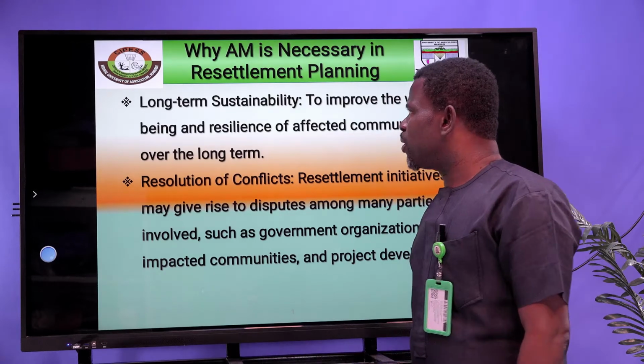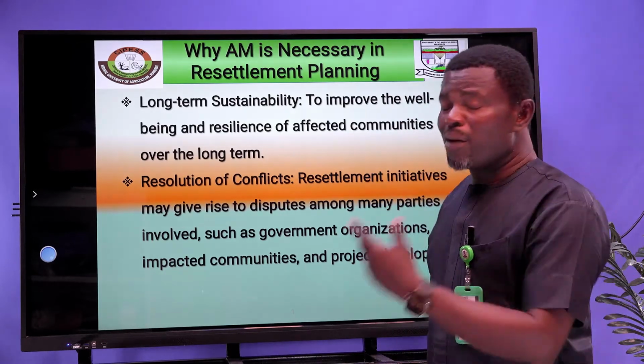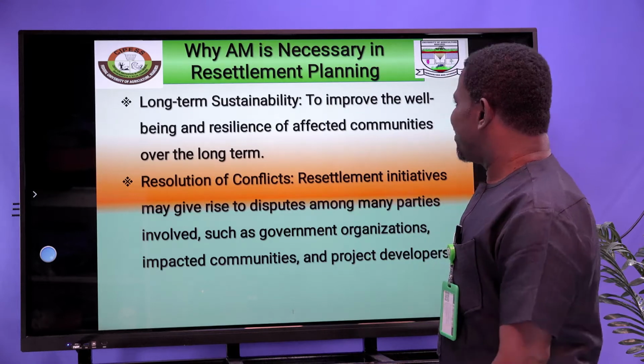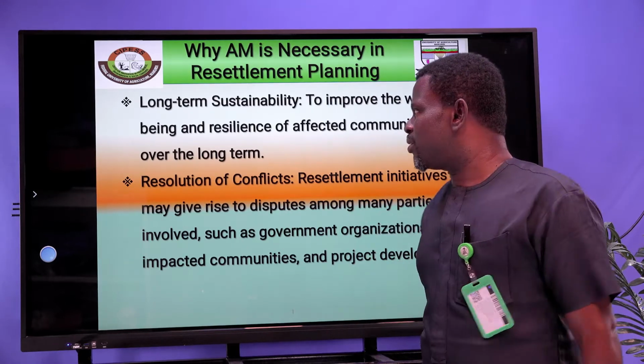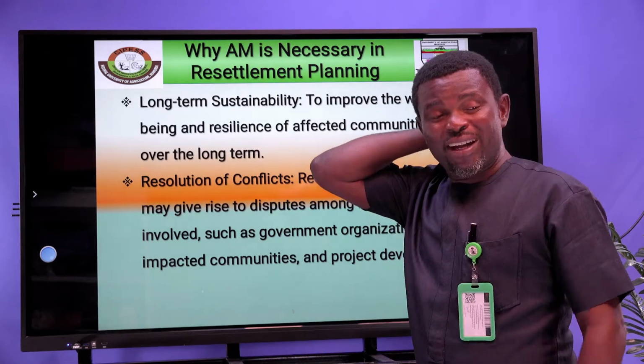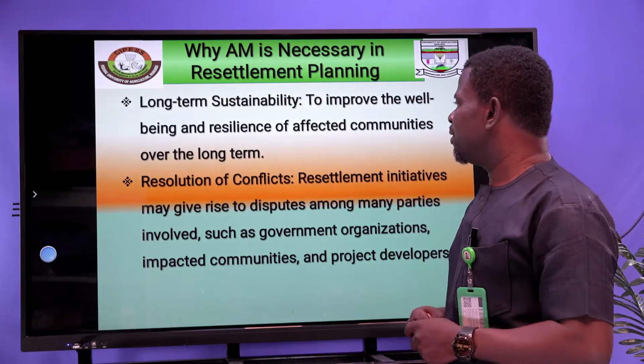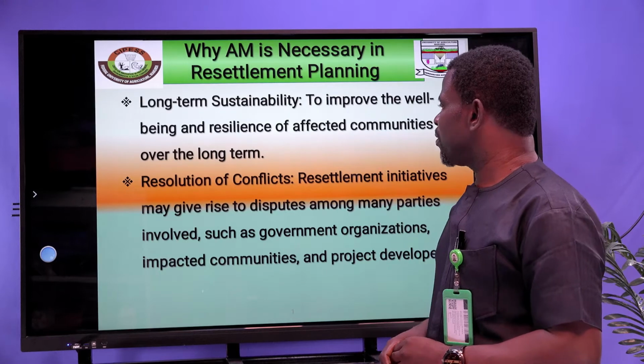Why is it necessary? Because of long-term sustainability. I talked about sustainability yesterday. To improve the well-being and resilience of affected communities over a long term. So it makes the matter of sustainability very profound in resettlement issues.